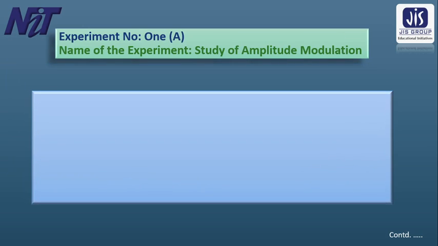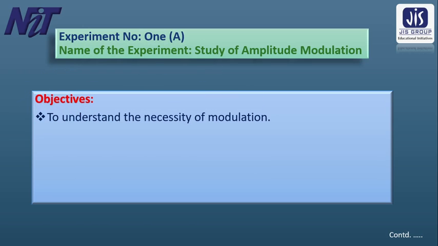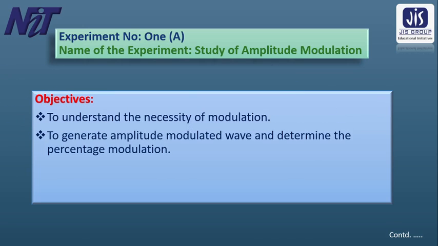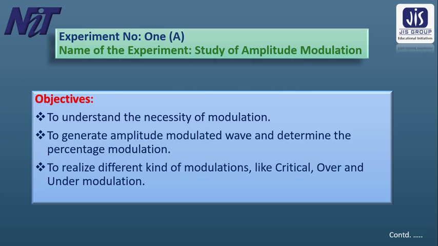Now find the objectives of the experiment: to understand the necessity of modulation, to generate the amplitude modulated wave and determine the percentage of modulation, and to realize the different kinds of modulation like critical modulation, over modulation, and under modulation.